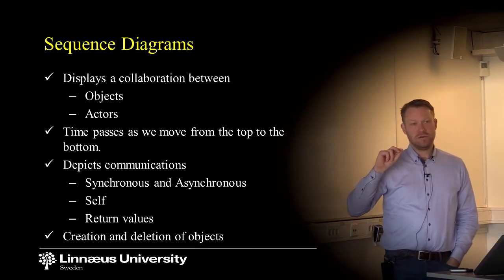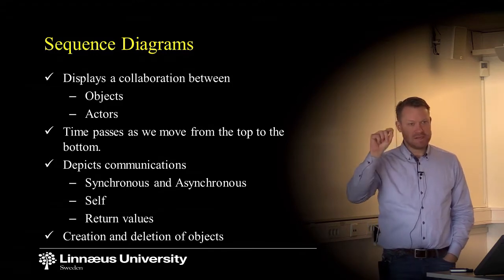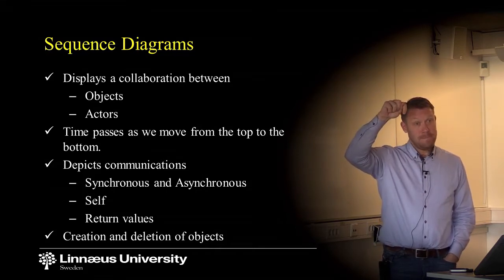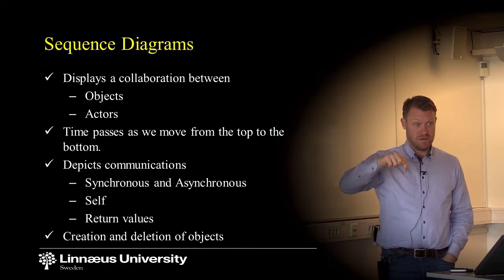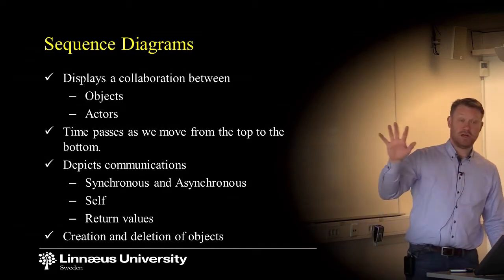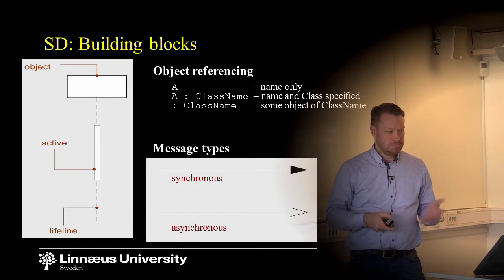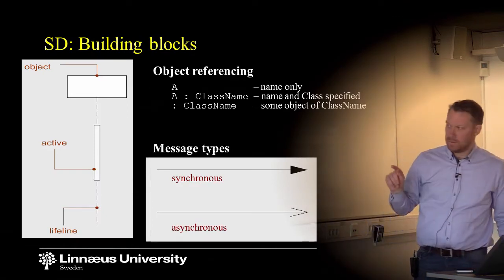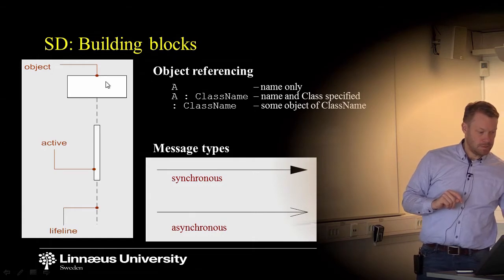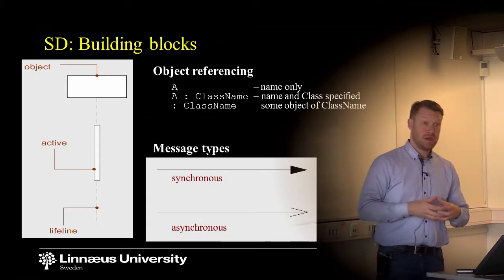At the top of your sequence diagrams, you will find objects. And then these objects will exchange messages. And time is a dimension here. So time passes as we go down in this sequence diagram. You can depict different types of communication, creation and deletion of objects. There are control structure support, all this. So the building blocks, very simple. At the top, an object here.